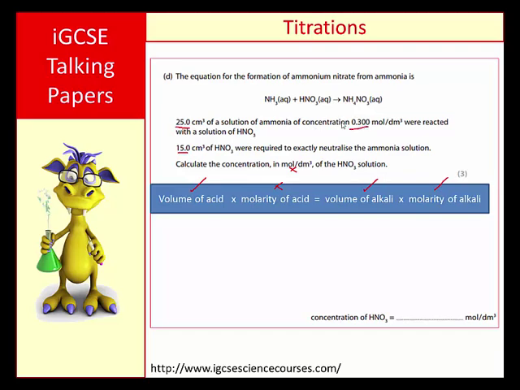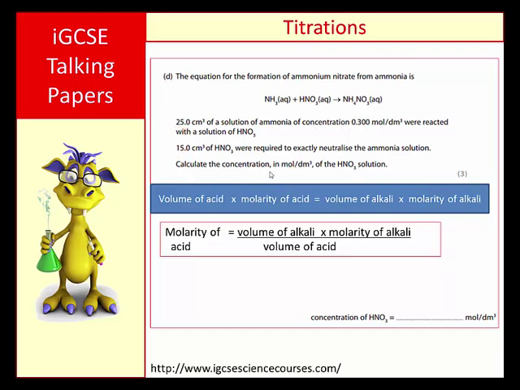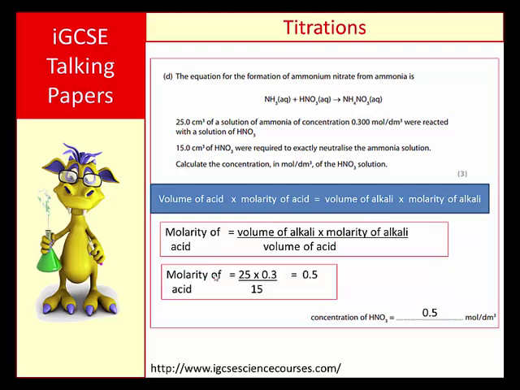So we need to rearrange the equation now. Here's the rearranged equation. We don't know that. We know the volume, we know molarity, we know that volume there. Let's put the figures in. What do we got? We've got molarity of acid is 25, which we know is from there, times 0.3, we know is there, divided by 15, we know is there. Work those out, you get the answer of 0.5. So the concentration of the nitric acid, the answer is 0.5 molar.